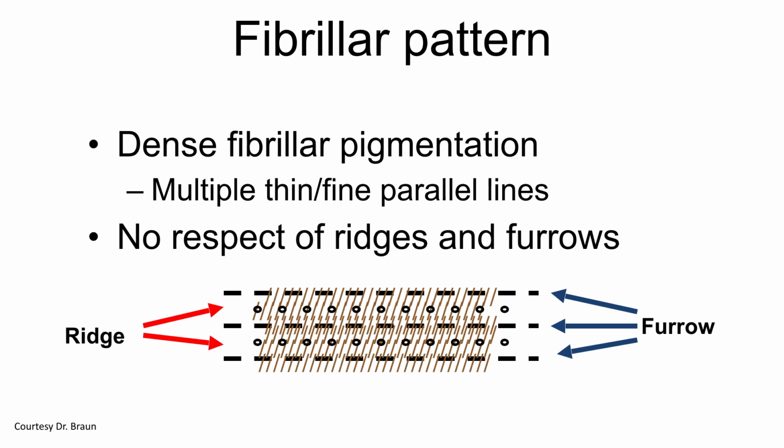The third pattern is the fibrillar pattern. It's characterized by dense fibrillar pigmentation of multiple thin parallel lines. There's no respect for the ridges and the furrows. Here's an example of a lightly pigmented, a tan fibrillar pattern.